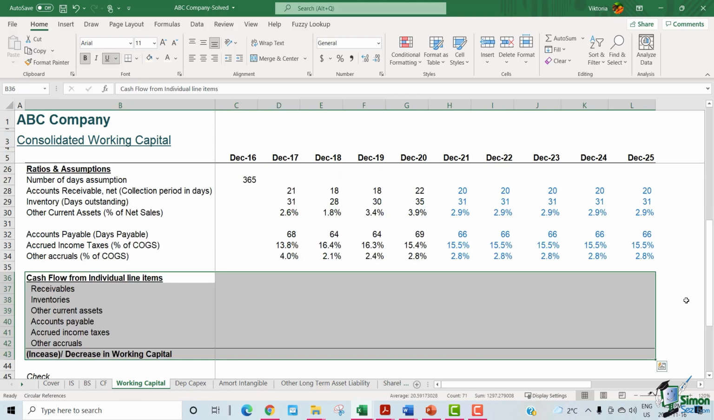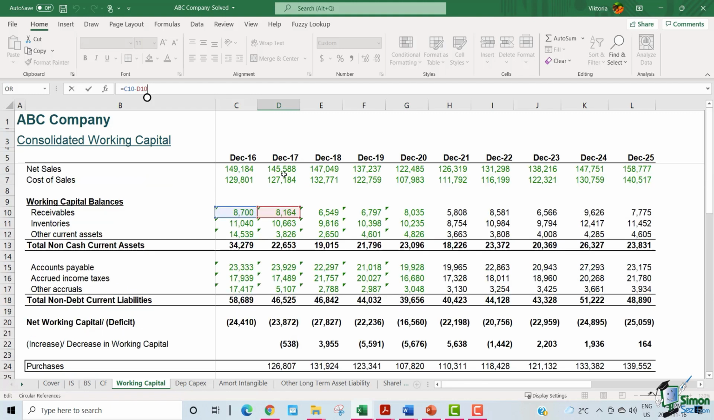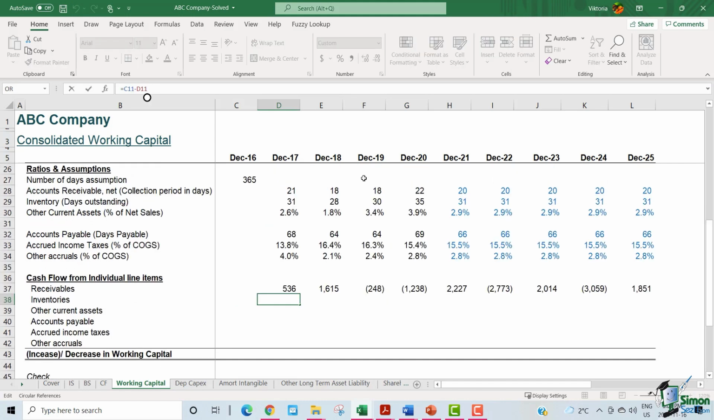As a last step, we can summarize the cash flow from the individual line items in the section highlighted over here. The idea here is to calculate the increase or decrease in working capital per line item. For example, in order to calculate the increase or decrease in receivables for 2017, we will use the receivables from December 2016 and subtract it from the receivables in December 2017. Let's drag this formula across for the future time periods. We apply the same approach to the other line items.